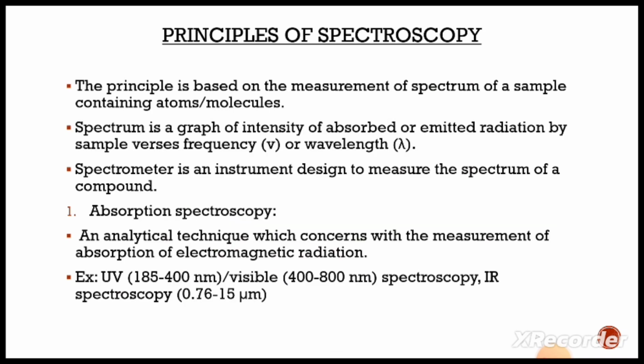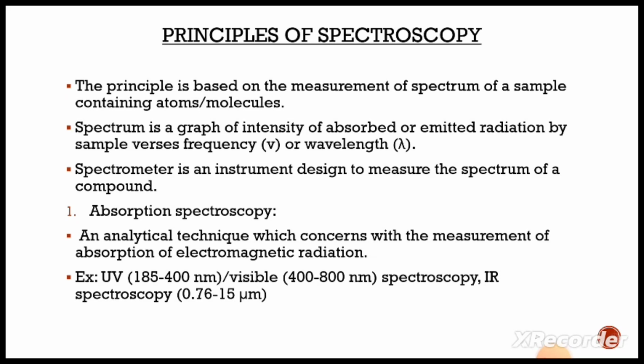Now, the principle of spectroscopy. The principle is based on the measurement of the spectrum of a sample containing atoms or molecules. A spectrum is a graph of intensity of absorbed or emitted radiation by the sample versus frequency or wavelength. A spectrometer is an instrument designed to measure the spectrum of a compound.